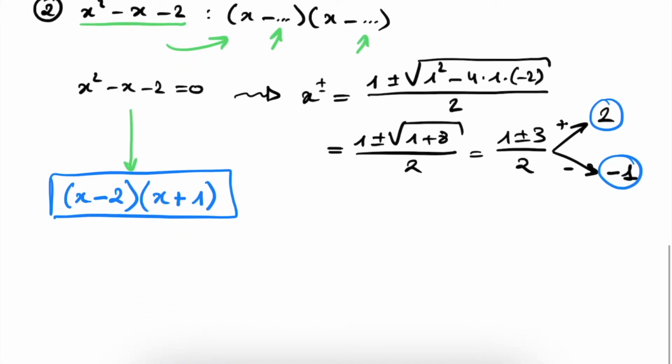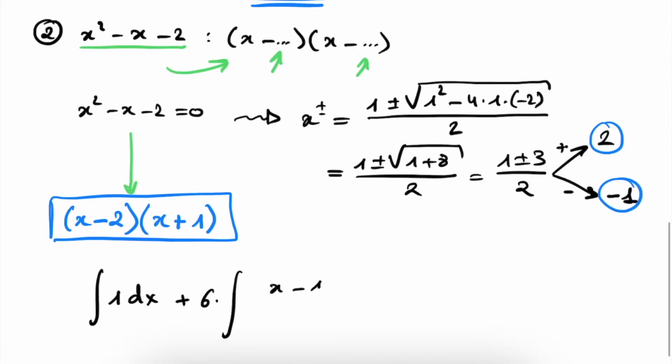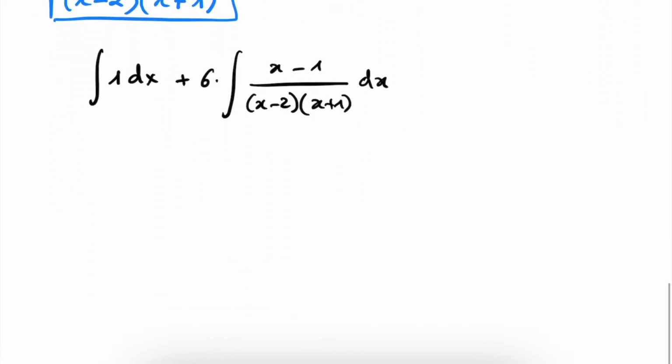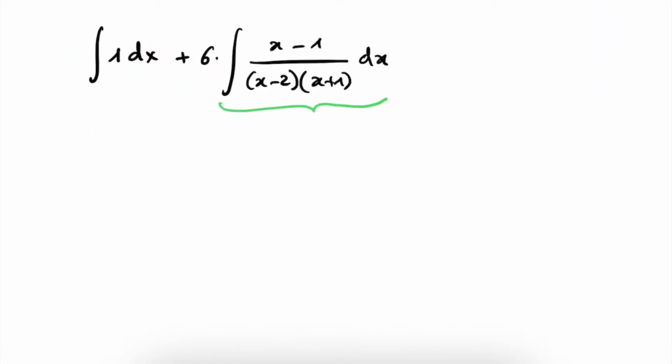So again, now we've rewritten our integral as this 1 dx, we just copy this, plus 6 times, because 6 is a constant, so we can pull it outside of the integral, x minus 1 divided by x minus 2 times x plus 1 dx, which is the result of our second step in our algorithm to solve our initial integral. So what we're left with is trying to solve this integral. And this brings us to the third step, which is how to actually now solve this integral.